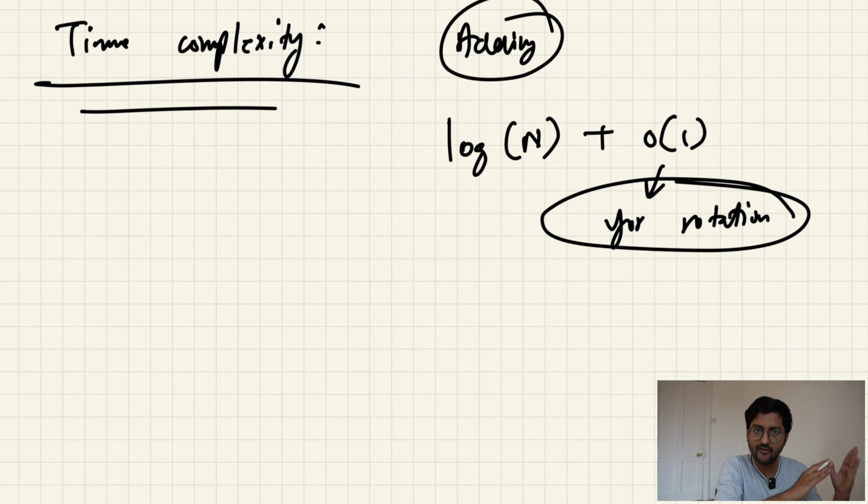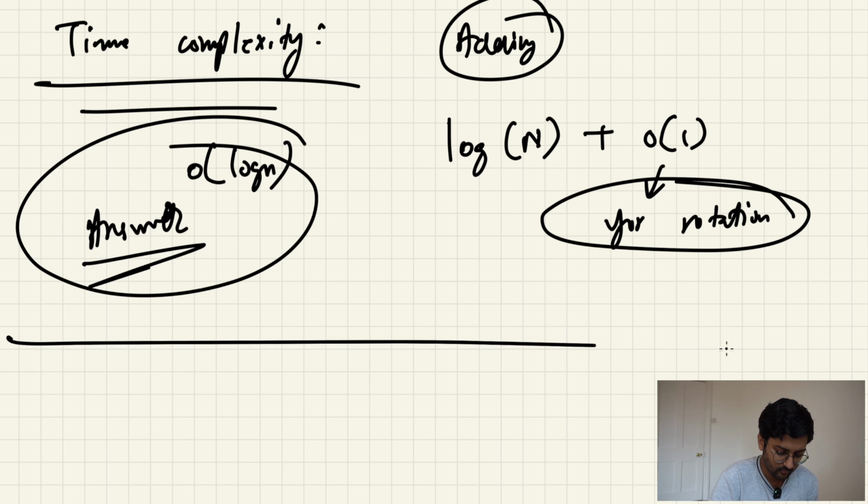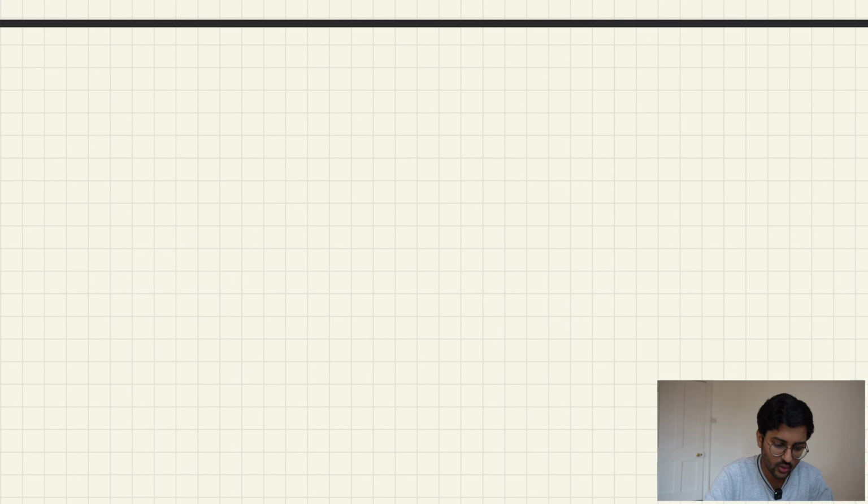We're doing 2 rotations at max, right? In left right case or right left case, we are doing 2 rotations. In left left or right right, we are doing only 1 rotation. So maximum 2 rotations, which is constant. So total complexity comes out to be O of log n. Okay, now we can code.